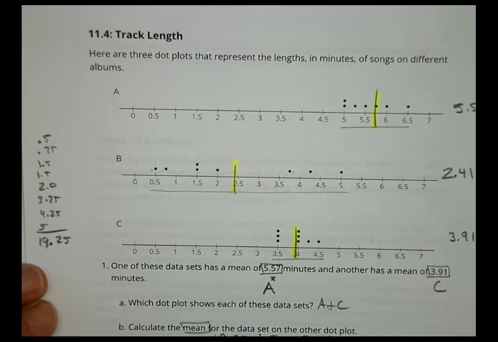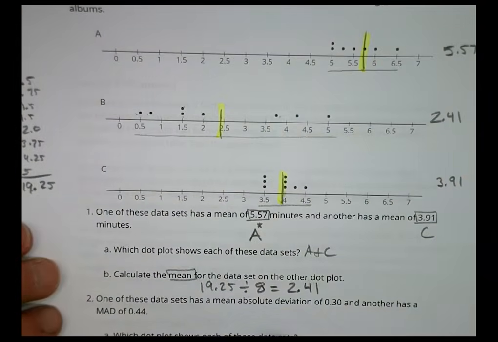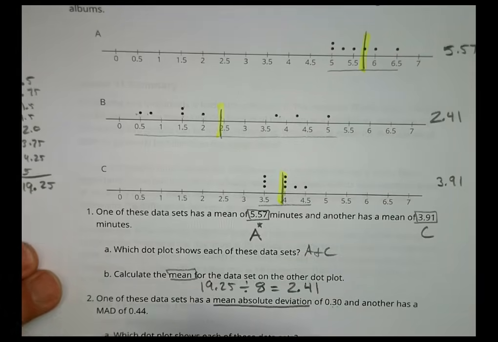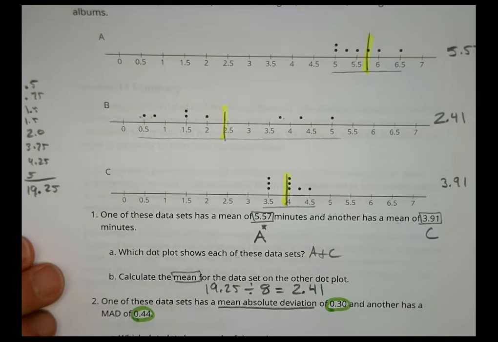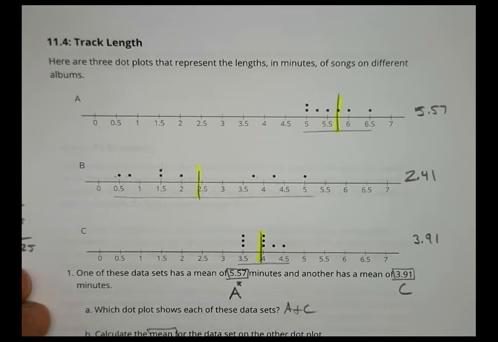All right. Now, number 2, this is the little one, we kind of go back to your notes here. One of these data sets has a mean absolute deviation of 0.30, and another has a mean absolute deviation of 0.44. Okay, so the mean absolute deviation, this is where it's a little trickier, right? This is going to be that average distance away from the yellow line is 0.3, and the average distance away is about 0.4. So you want to look at basically where are things bundled up? Where do you have things close together? Okay, so being a 0.3, this is definitely closer, smaller.